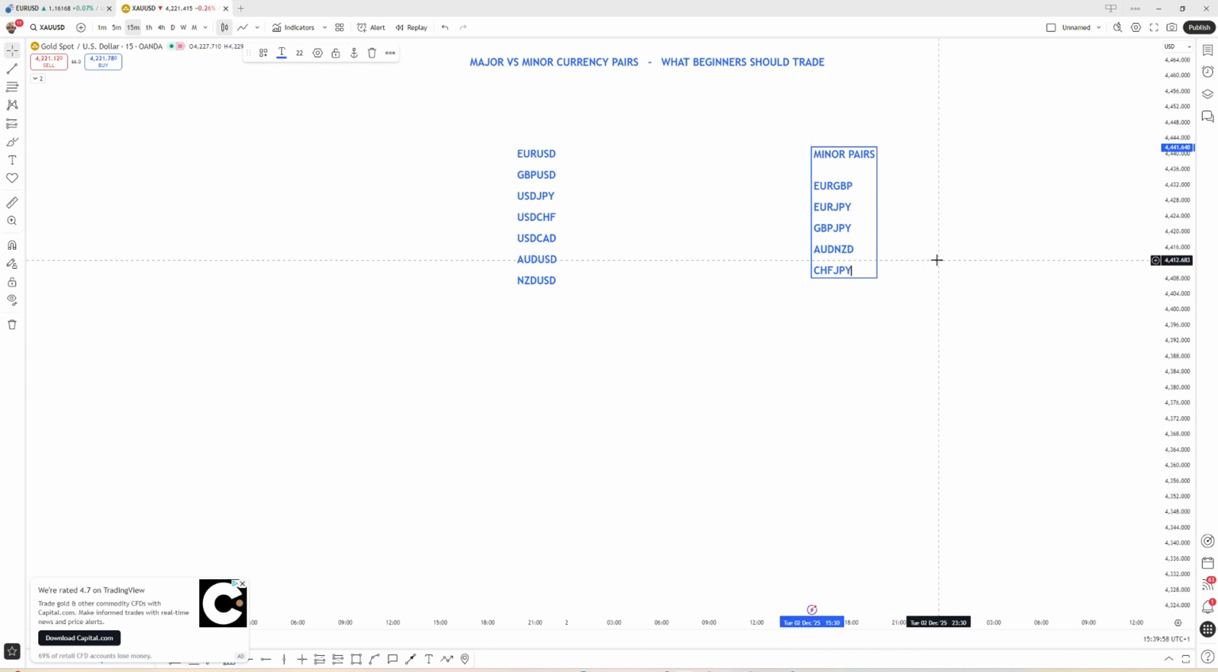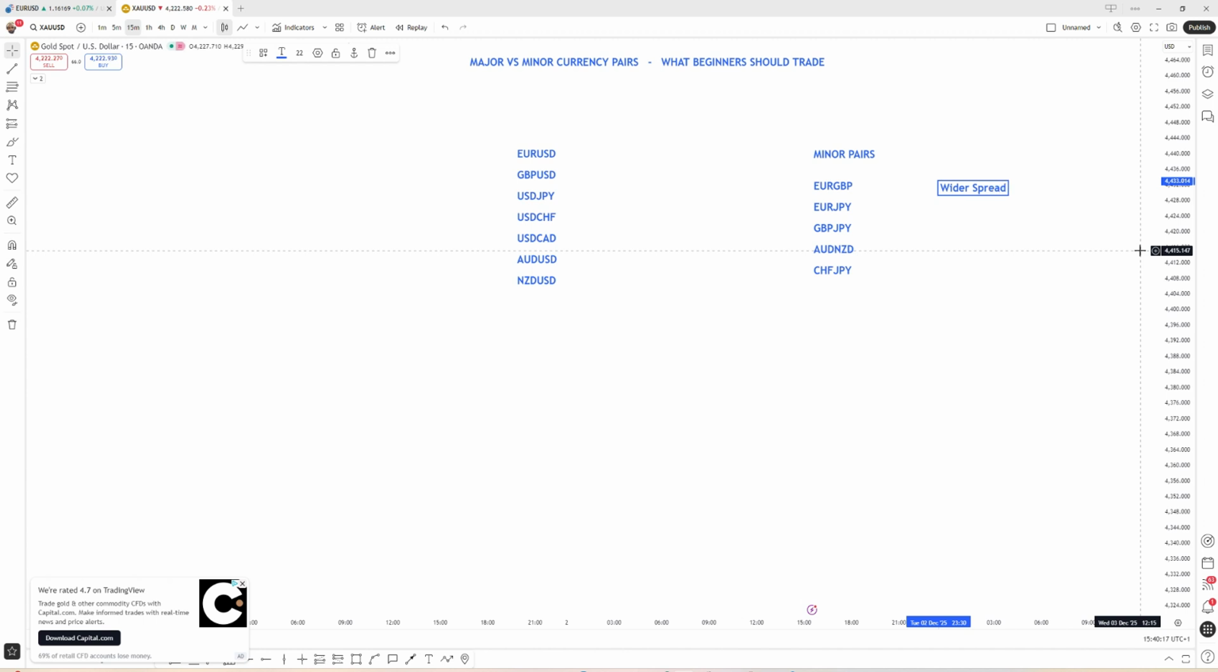These pairs are still liquid, but generally come with a wider spread. They are also more volatile compared to our major pairs, and sometimes less predictable when compared to the major pairs that we stated on the other side.